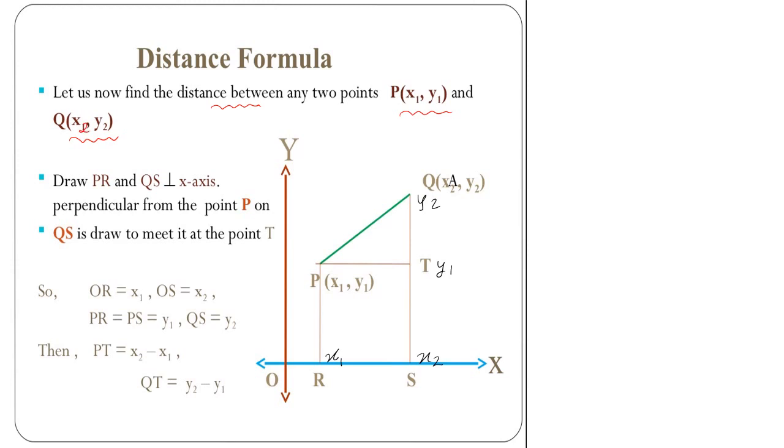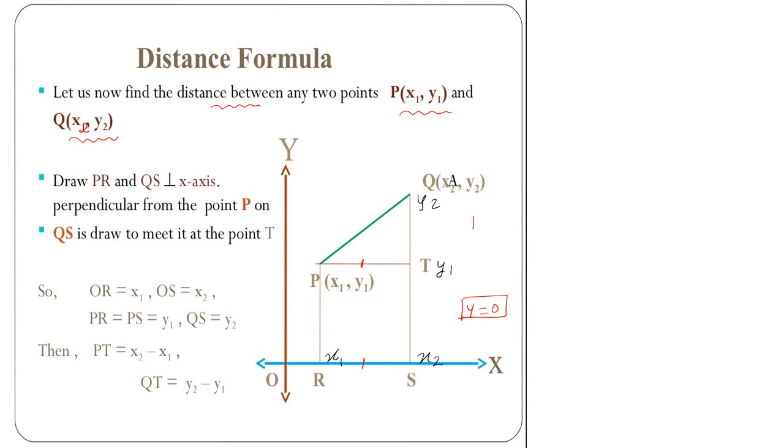Then if you will see it properly, here you can see whatever is the length of PT, that is length of RS as well. So you can see for point R it would be x1 only because its y value will be 0. You can understand if a point is on x-axis its y value will be 0, and when it is on y-axis its x value will be 0.